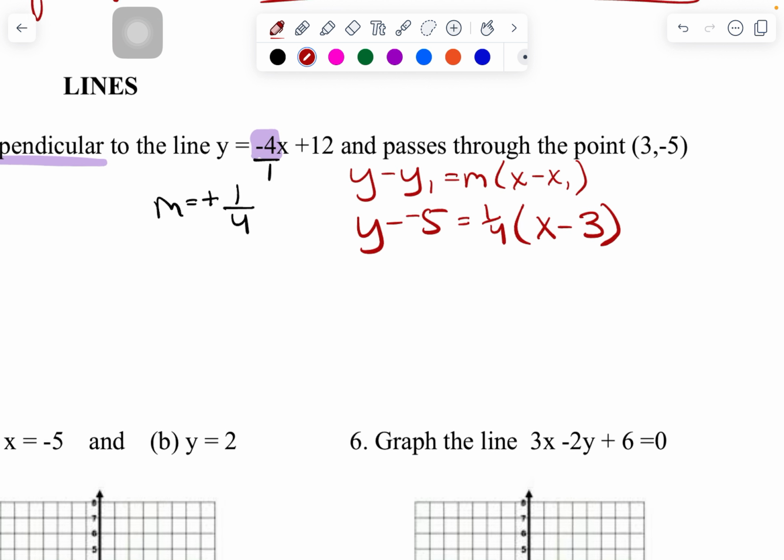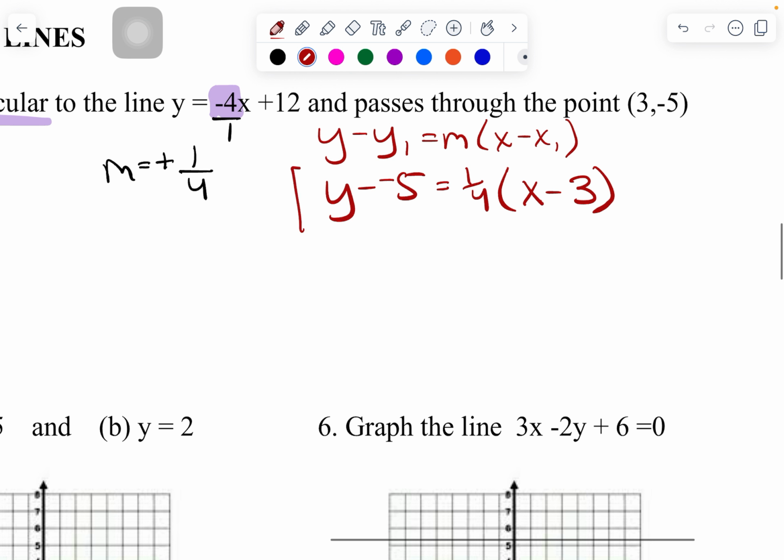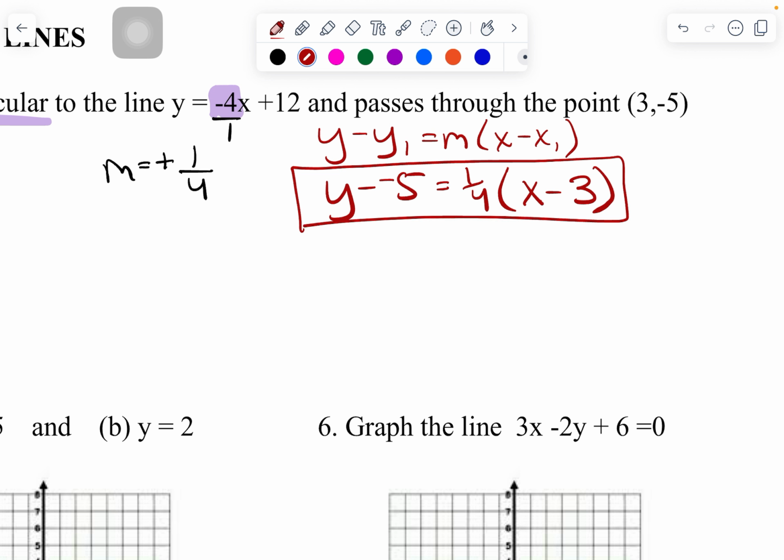So here's what I'm going to tell you. I would be okay with you stopping here, but I am going to go ahead and keep going to put it into slope-intercept form in case you do have to deal with that at some point. So minus negative 5 would be y plus 5. Go ahead and distribute the 1/4. So 1/4 x minus 1/4 times 3 is not going to work out too pretty. It is going to be the fraction 3/4. So let's see what we can do here. I'm going to subtract 5 from both sides.